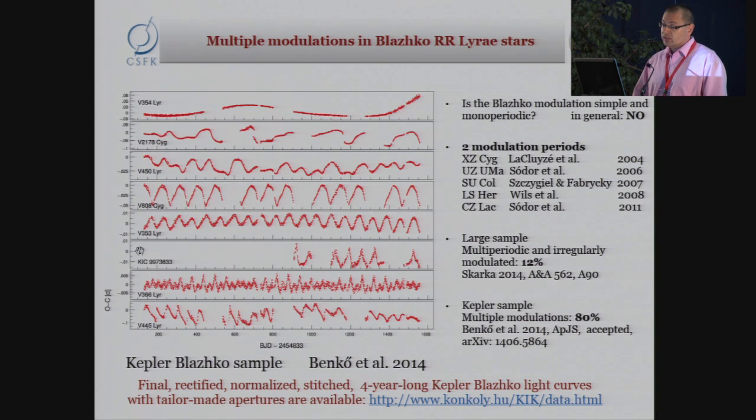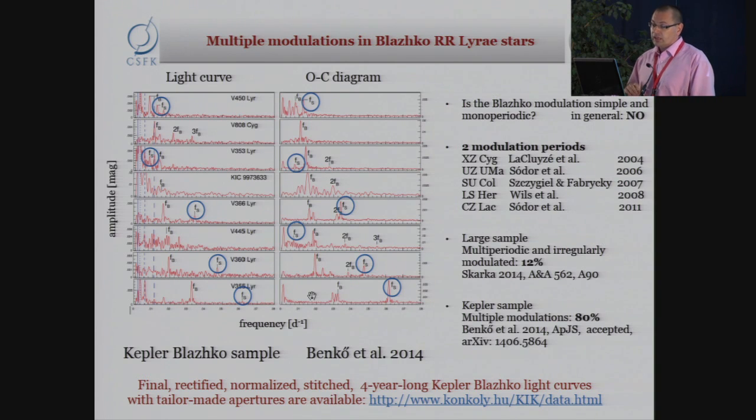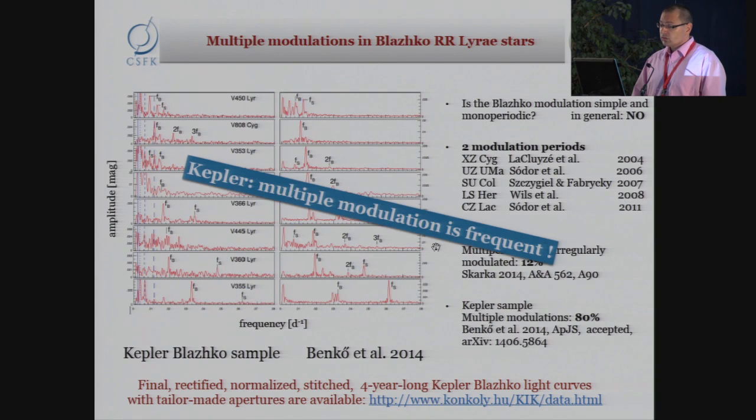I show the same thing. This is the O-C diagram of some of those Kepler light curves. You see that the Blazhko modulation comes with a frequency modulation as well. And this plot shows the low frequency part of the frequency spectrum of the light curves of these stars and the O-C diagrams. What is interesting is that besides the Blazhko frequency and harmonics, and besides the Kepler instrumental signals, the Kepler year and its harmonics, you see secondary modulations all around in many of those stars. These are these blue circles right here. So to wrap up, the multiple modulation in the Blazhko stars is the rule, and it's not an exception.